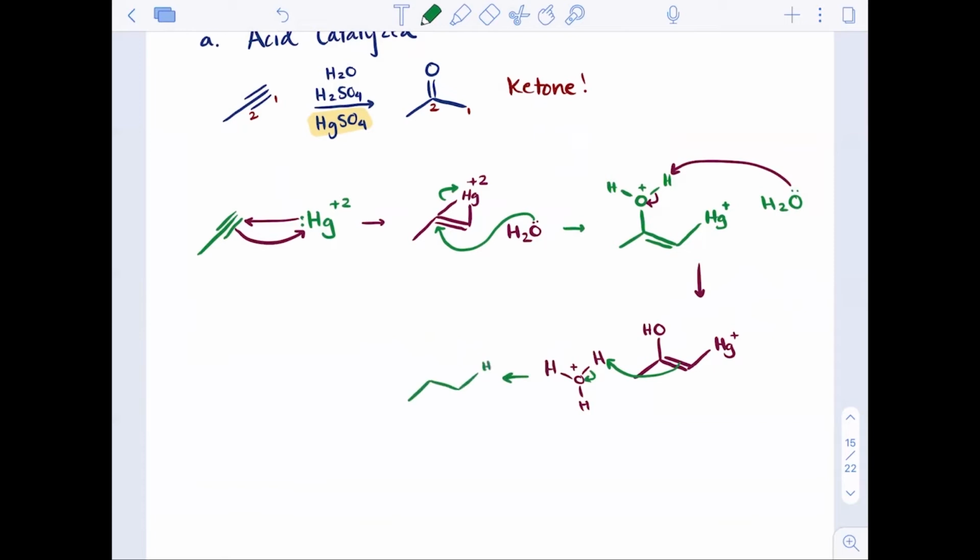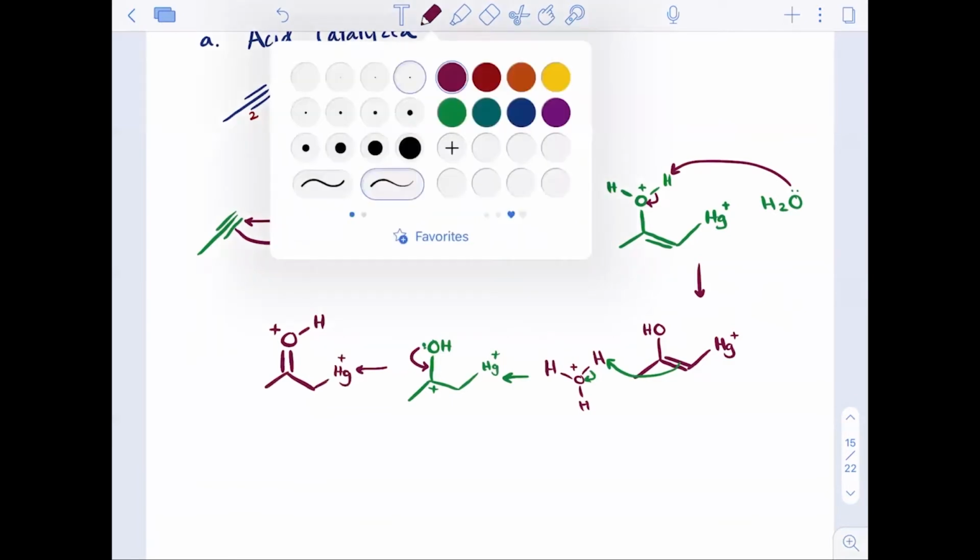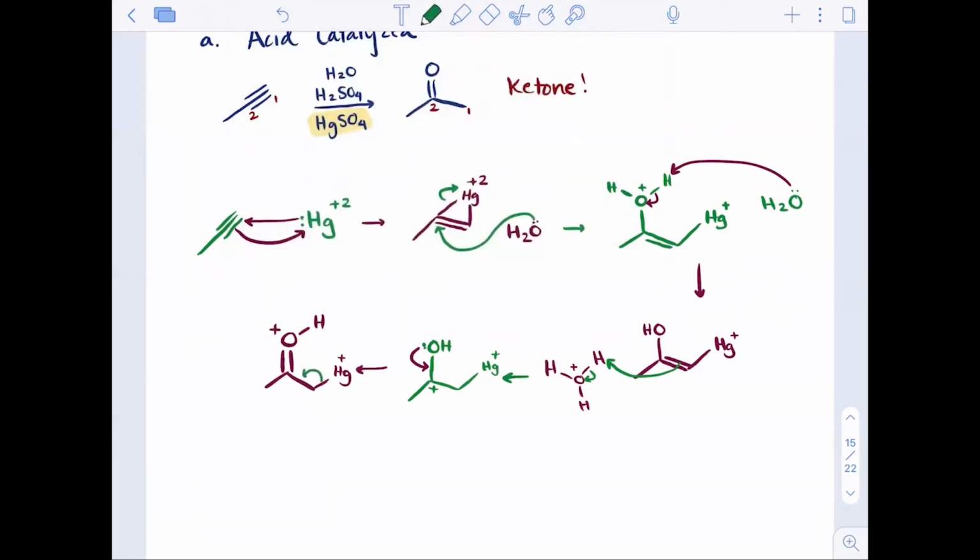The more substituted and more stable carbocation is going to be the one next to the alcohol. Why? Because of resonance. And that's what we see in this next step. Resonance occurs to form a double bond between the oxygen and the carbon. And then finally, mercury will leave as the +2 cation it started with.